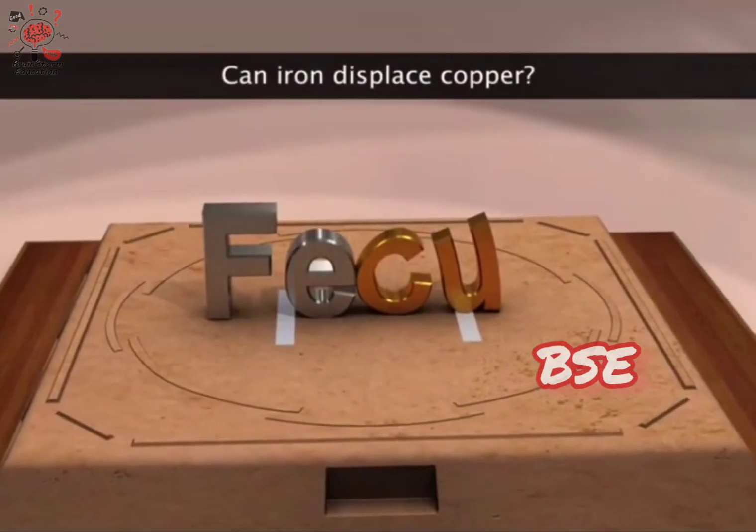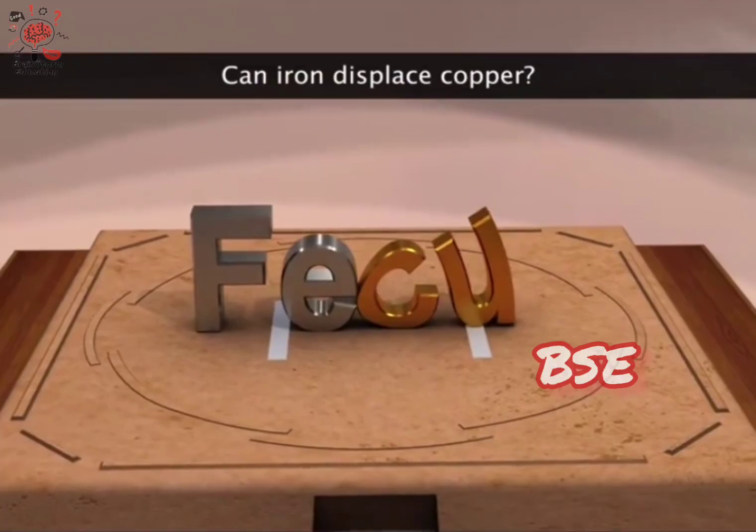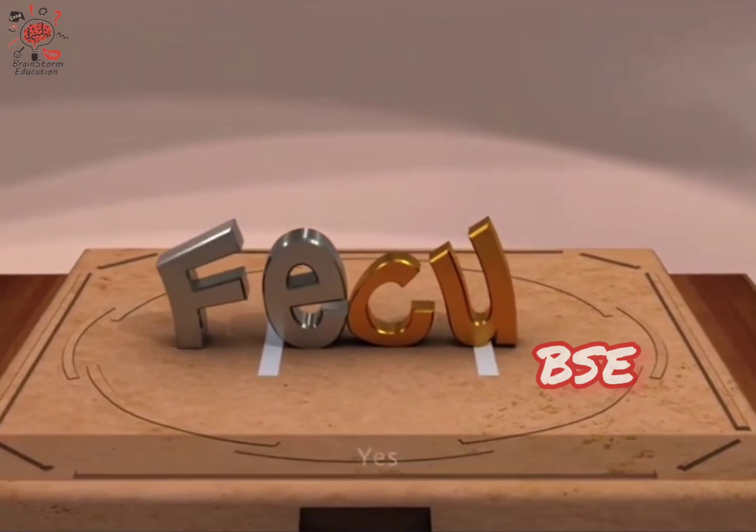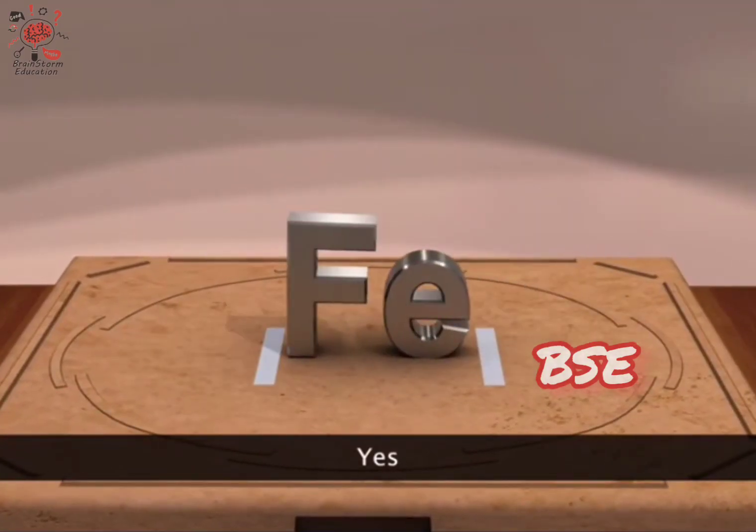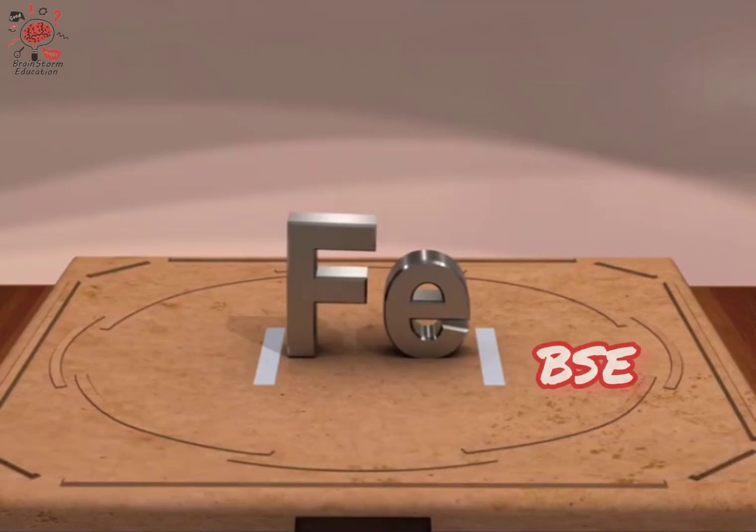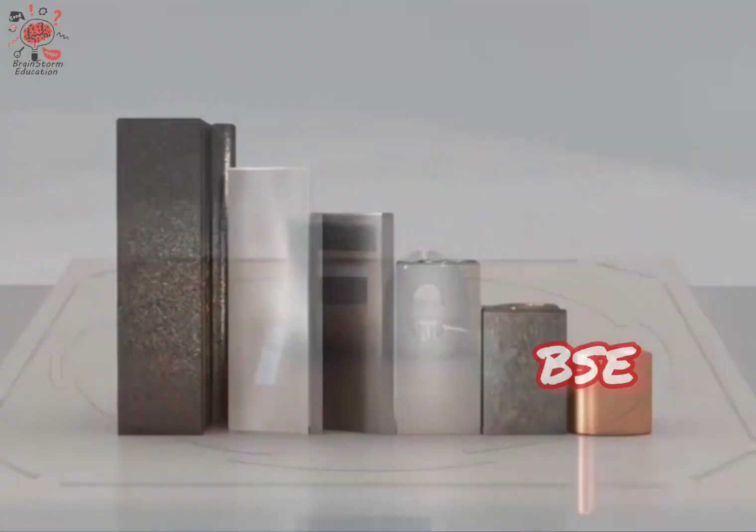Can iron displace copper? Yes, iron can displace copper in copper sulfate, because iron is more reactive than copper. The reactivity series of metals helps us to understand this. Click on the View button to refer to the reactivity series.